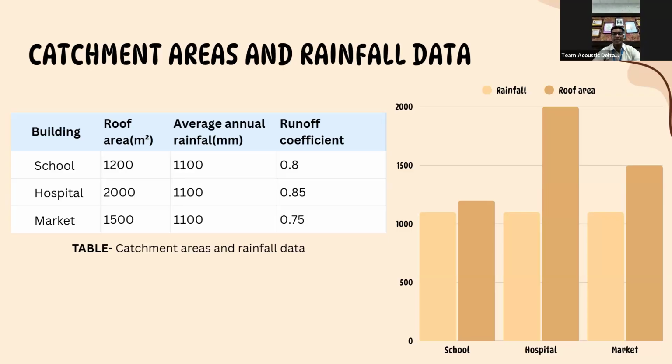So 0.8 means 80%, that is 80 by 100. Respectively, we have 0.85 for hospital and 0.75 for marketplace. For marketplace, we have the least, 0.75, because everyone knows that a marketplace is a crowded area which contains kacha roads made up of soil. So it contains a large amount of silt and soil in the harvested rainwater. So only 75% of the rainwater is going to be harvested. Now, from here, my friend Atul will carry forward.